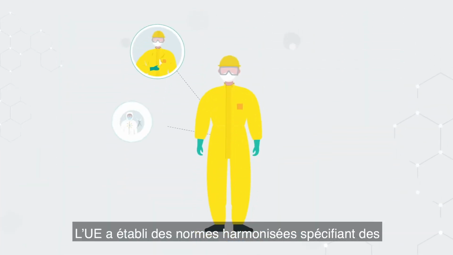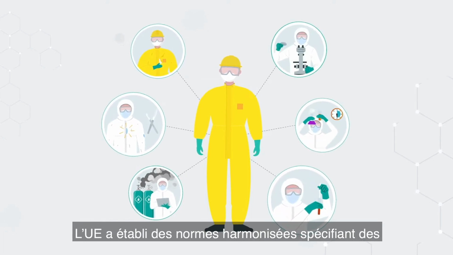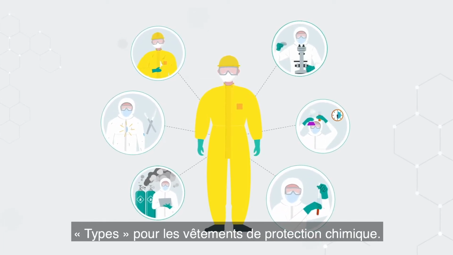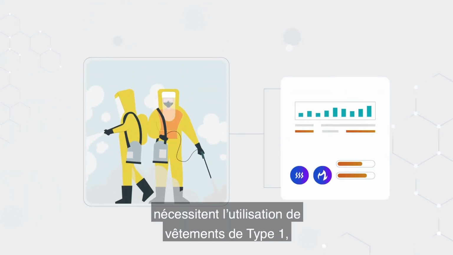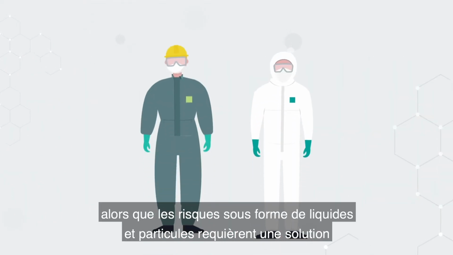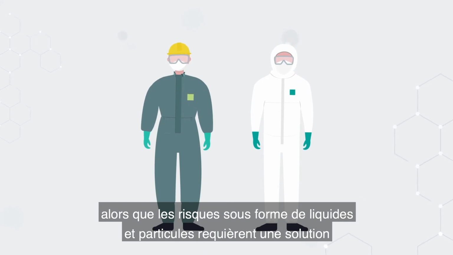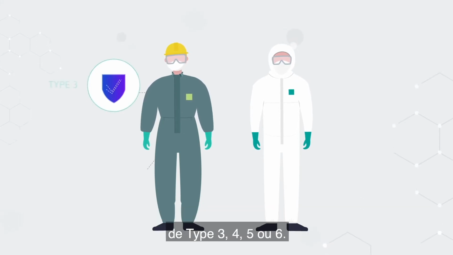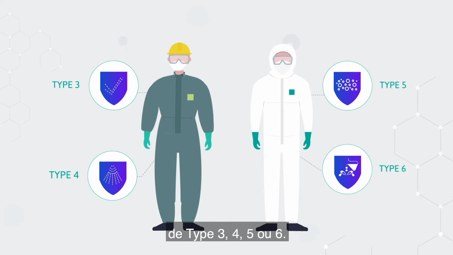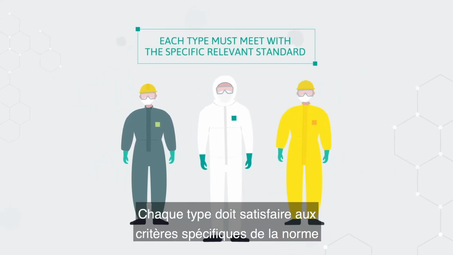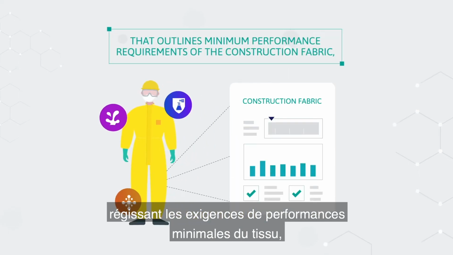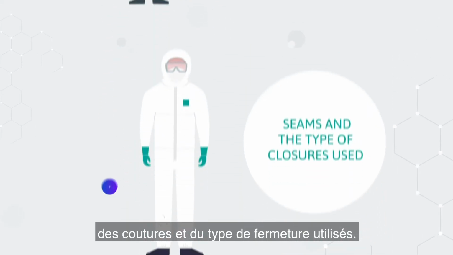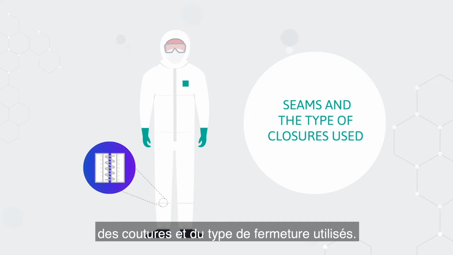The EU developed harmonised product standards for protection, or types, in chemical protective clothing. Gas and vapour hazards require the use of clothing classified as Type 1, whereas liquid and particulate hazards necessitate a solution delineated as Type 3, 4, 5 or 6. Each type must meet the specific relevant standard that outlines minimum performance requirements of the construction fabric, seams and the type of closures used.